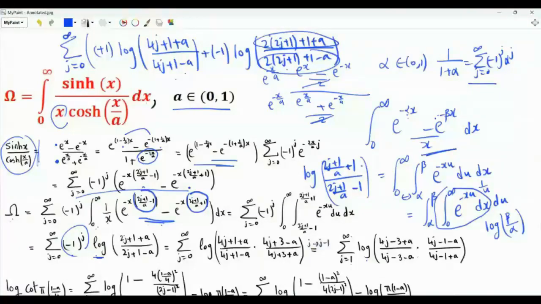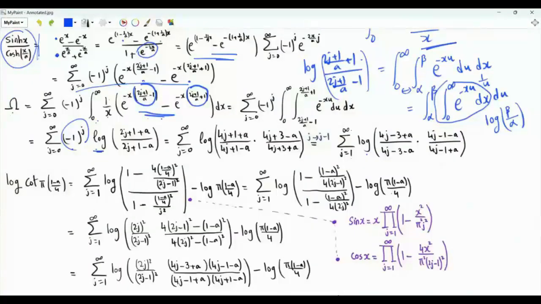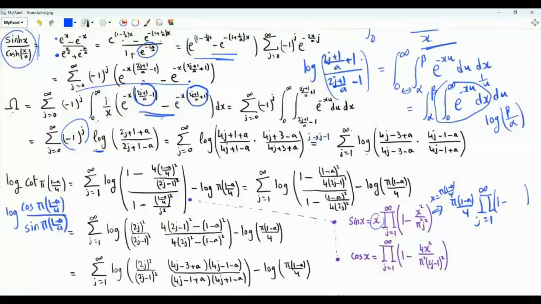This result is related to the cotangent function. The key to establish this relation is the product formulas for sine of x and cosine of x. The natural logarithm of cotangent of pi times 1 minus a over 4 is the logarithm of cosine of pi times 1 minus a over 4 divided by sine of pi times 1 minus a over 4. If x is equal to pi times 1 minus a over 4, we get, for sine, pi times 1 minus a over 4 times the product j from 1 to infinity, 1 minus pi squared.